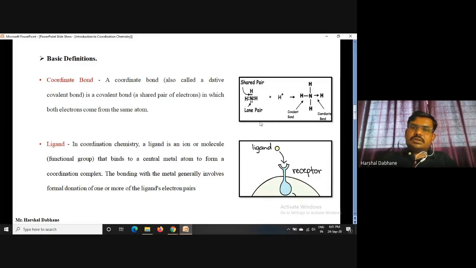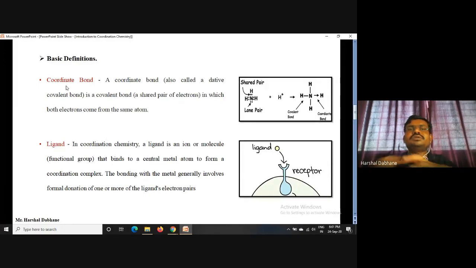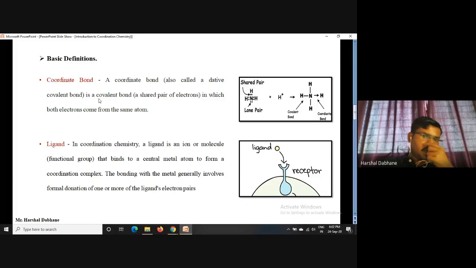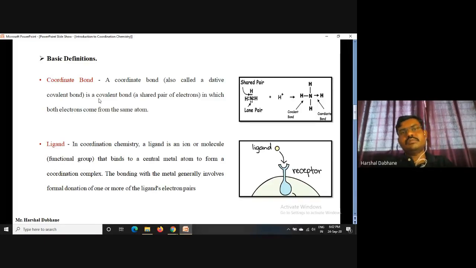So I hope you understand the coordinate bond. What is a coordinate bond? A coordinate bond is a covalent bond formed between two atoms, but the electrons required for the formation of this bond are provided by only one atom. The example here is nitrogen, which provides both electrons to the hydrogen atom. This definition may be asked in the examination for 1 mark.